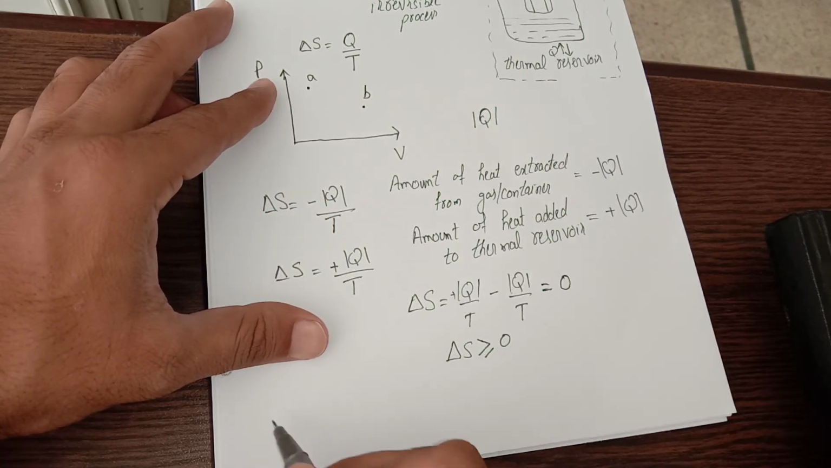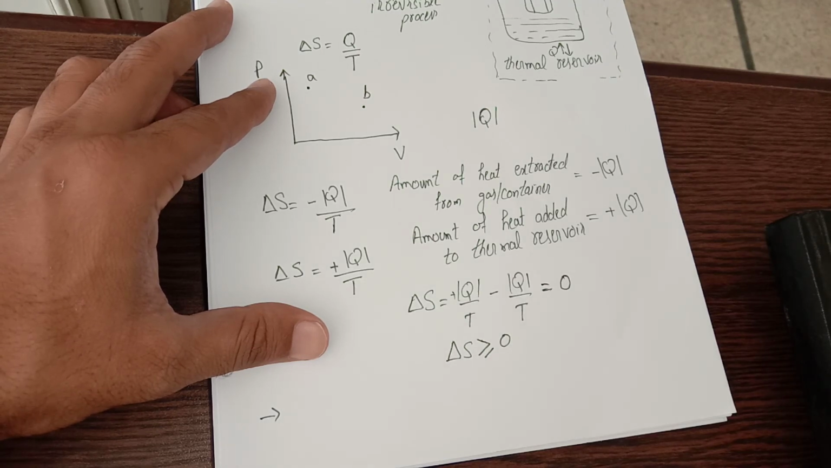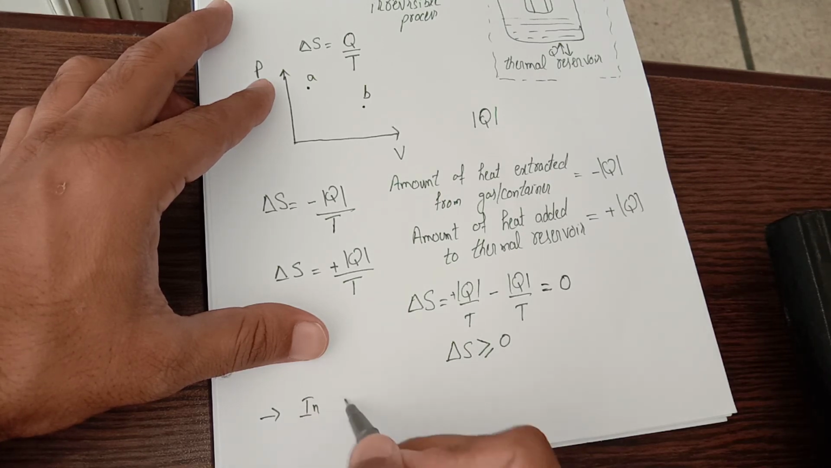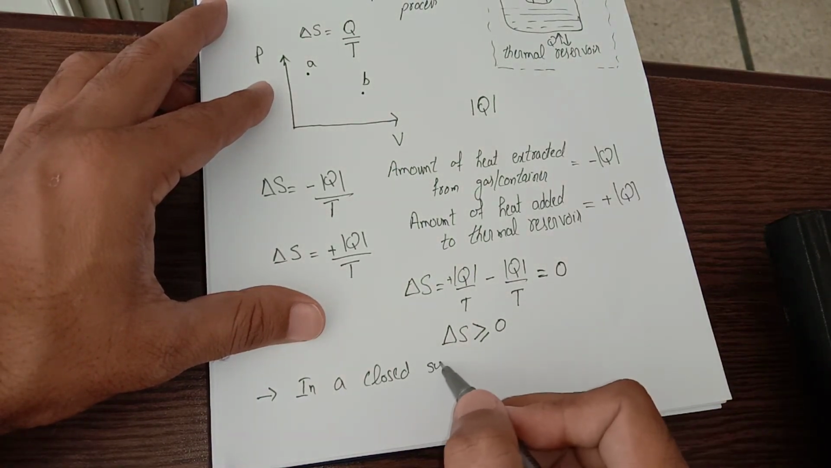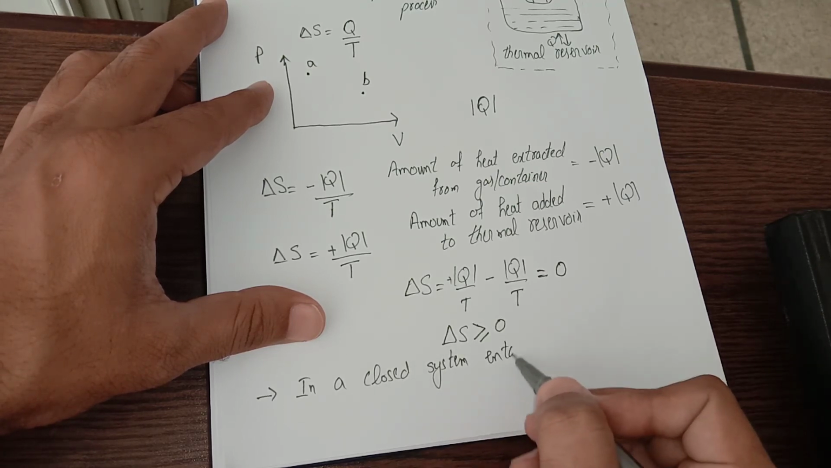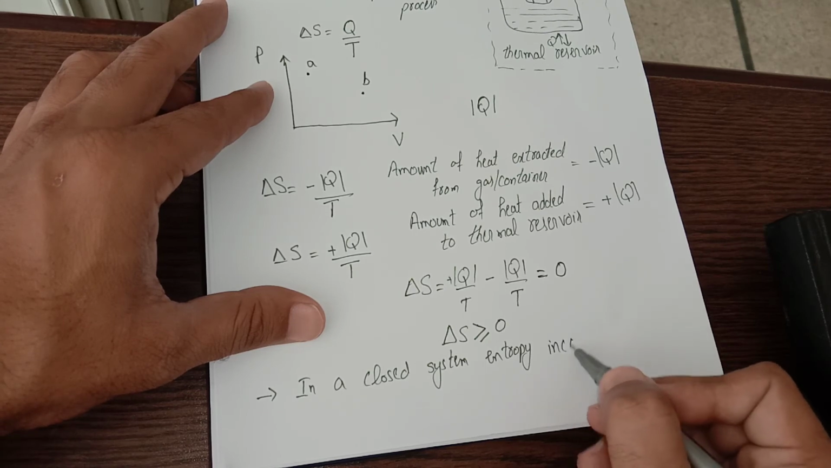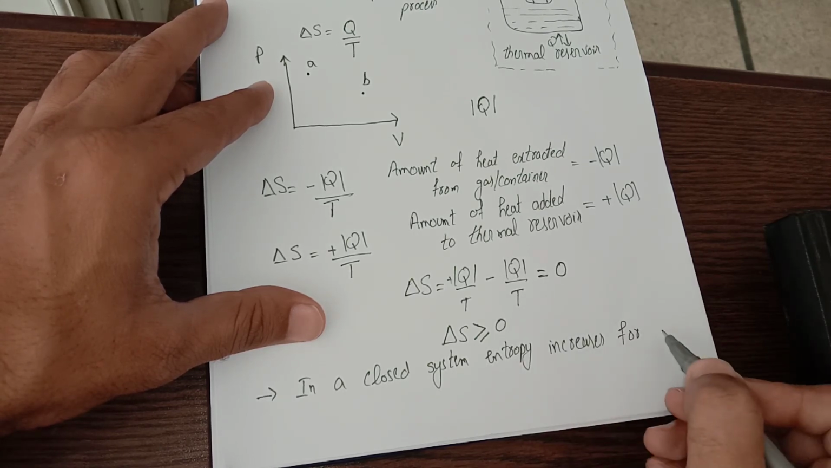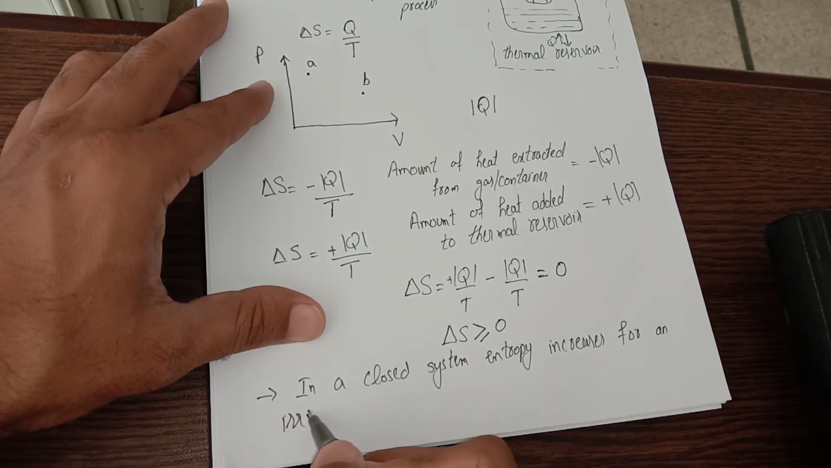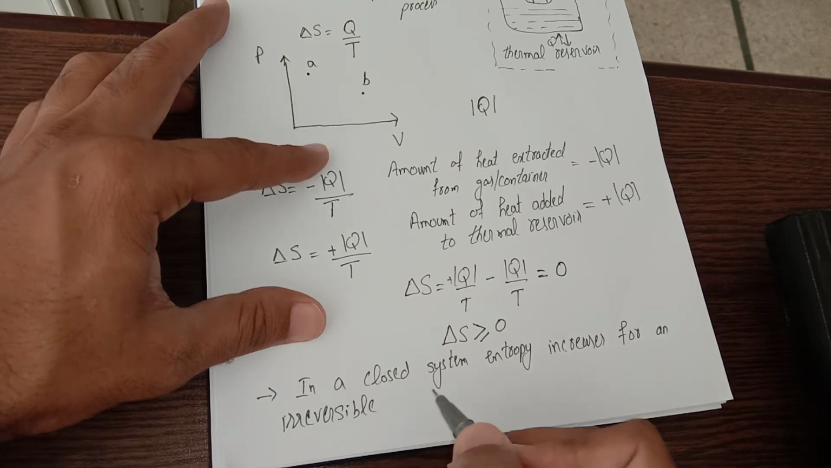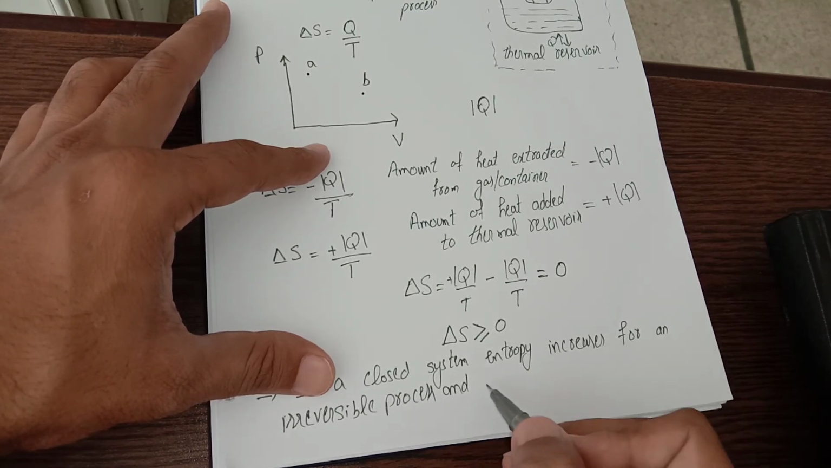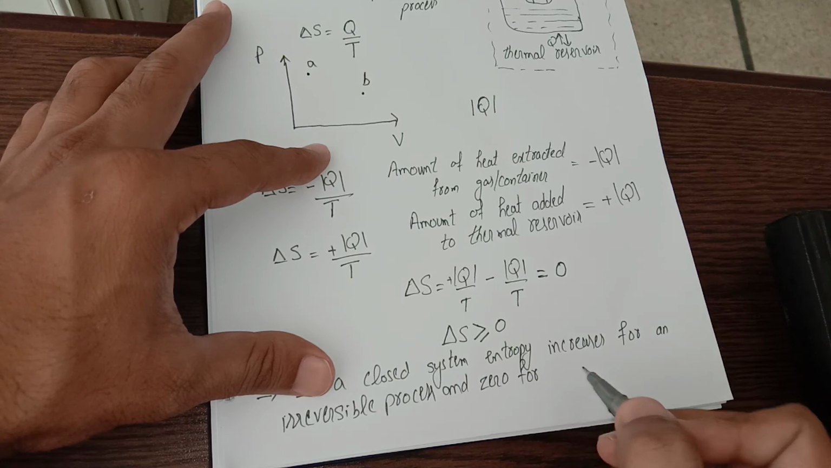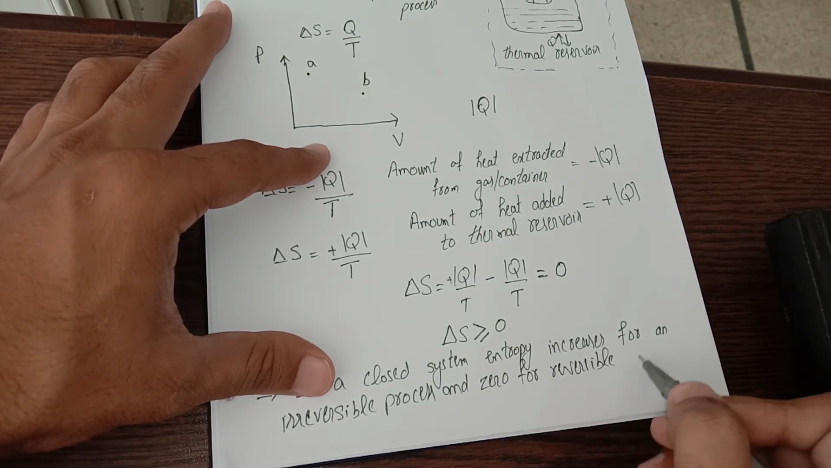So second law of thermodynamics states that in a closed system, entropy increases for an irreversible process and 0 for reversible process.